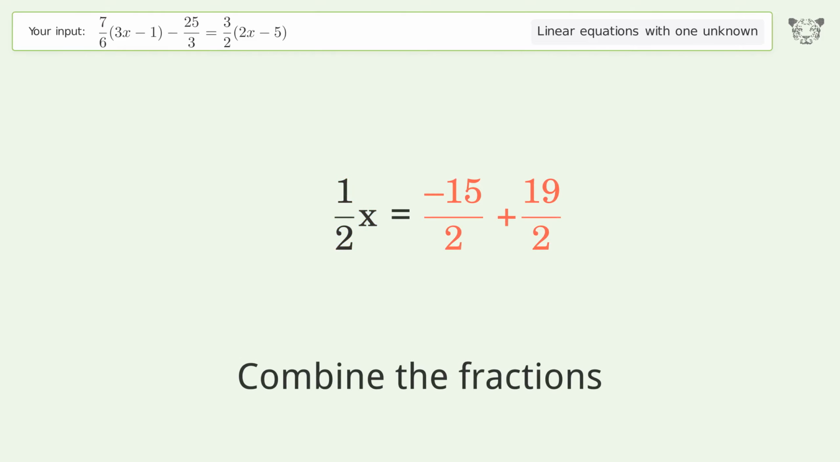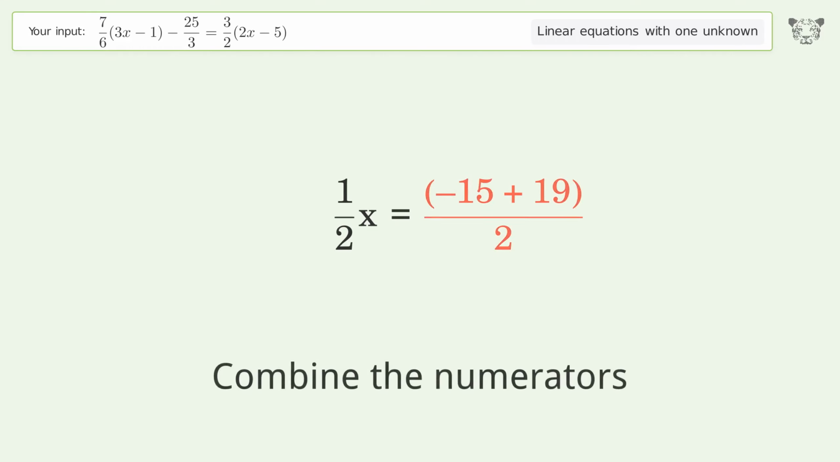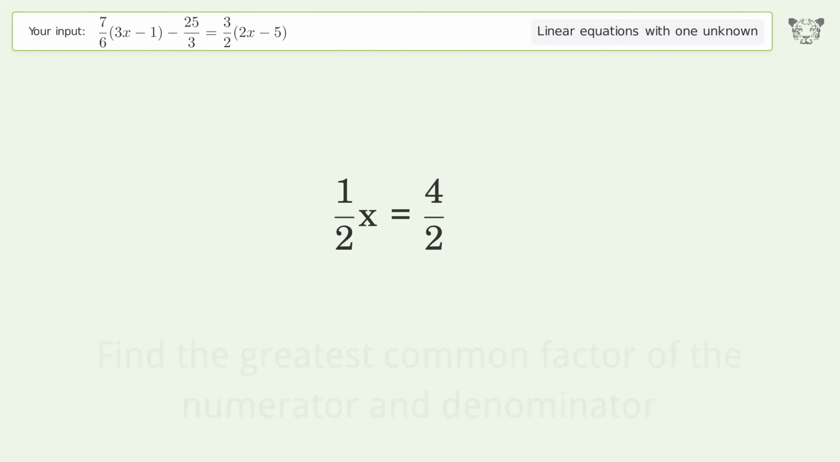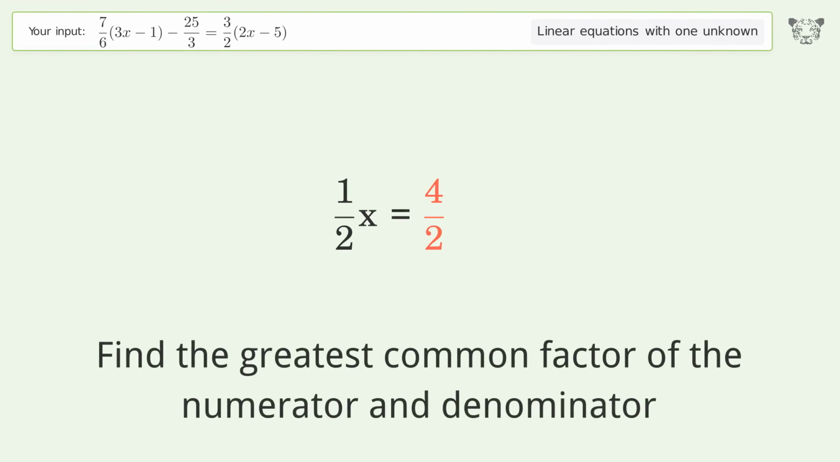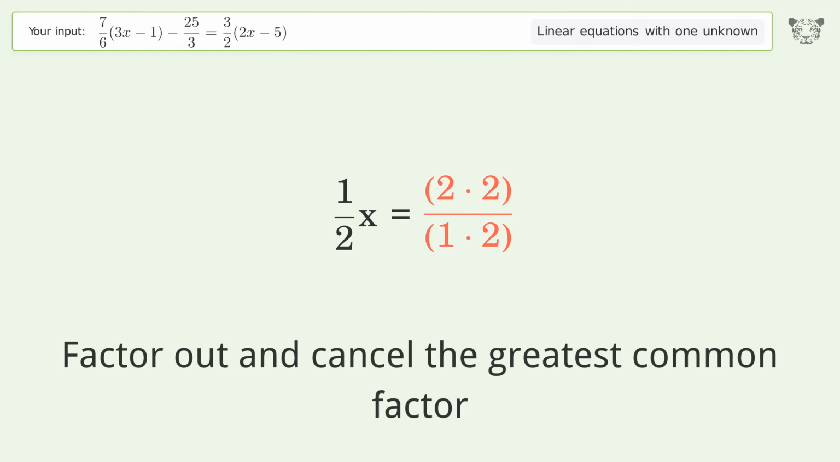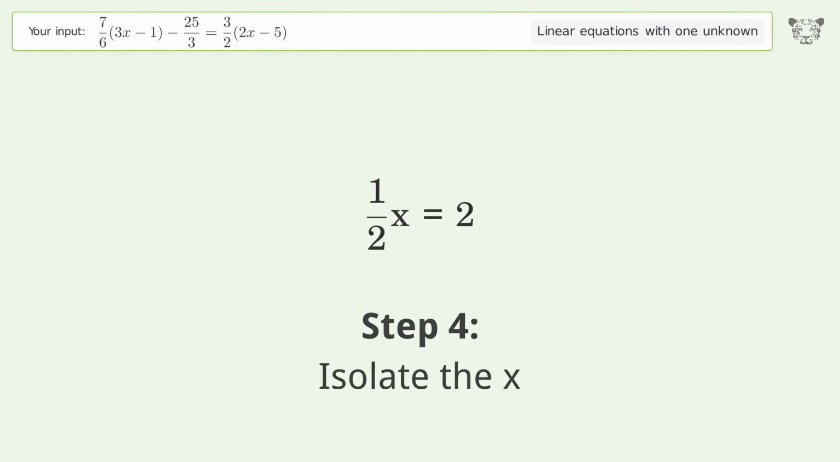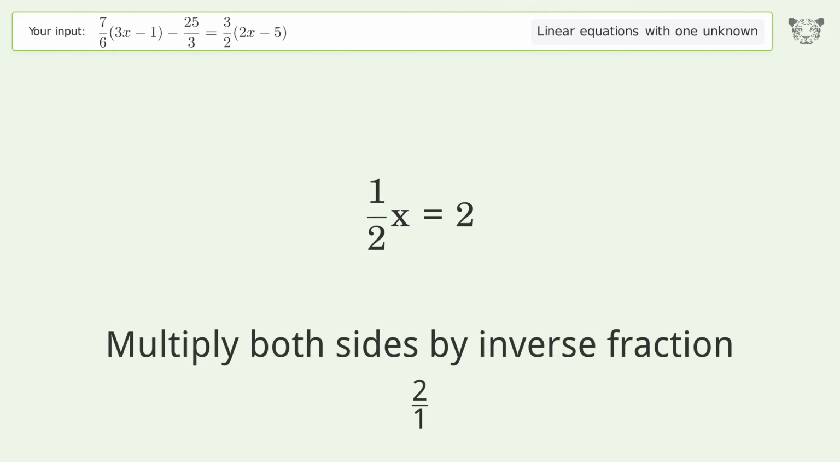Combine the fractions. Combine the numerators. Find the greatest common factor of the numerator and denominator. Factor out and cancel the greatest common factor. Isolate the x. Multiply both sides by inverse fraction 2/1.